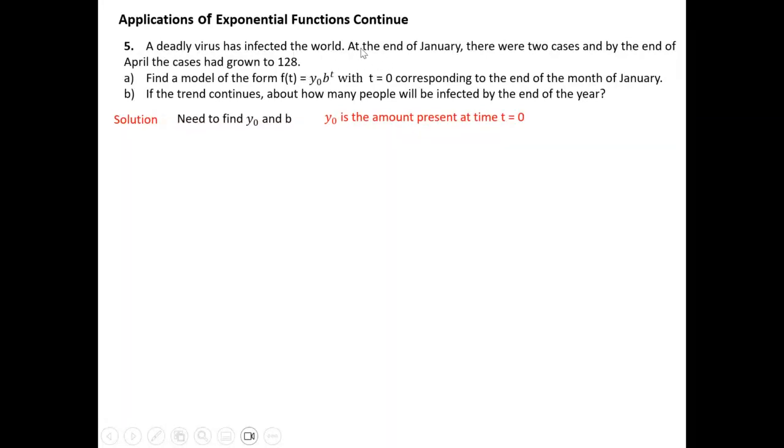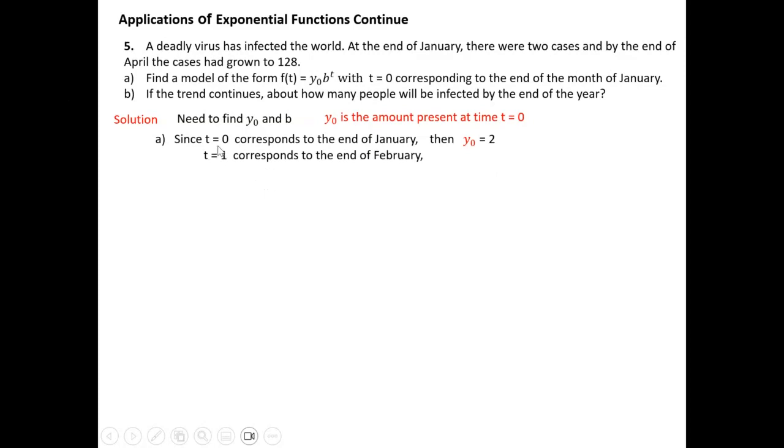So at the beginning, where it says at the end of January, there were two cases. So my y naught is going to be 2, because t equals 0 corresponds to the end of January, and in the end of January, there were two cases. So my y naught will be 2. Then it says here, by the end of April, the cases have grown to 128.